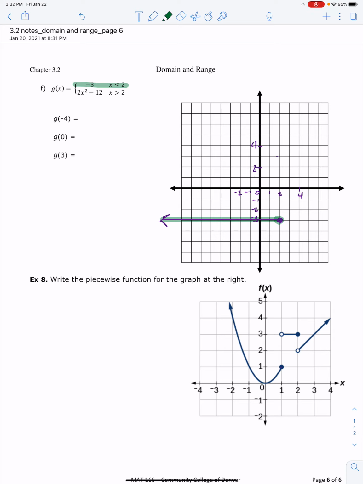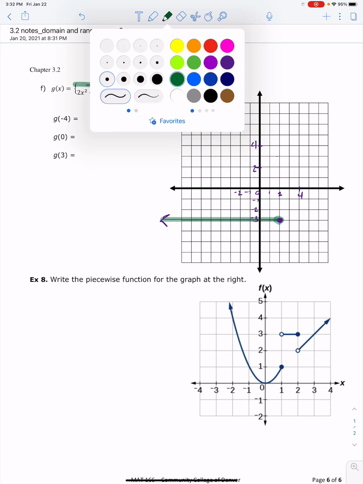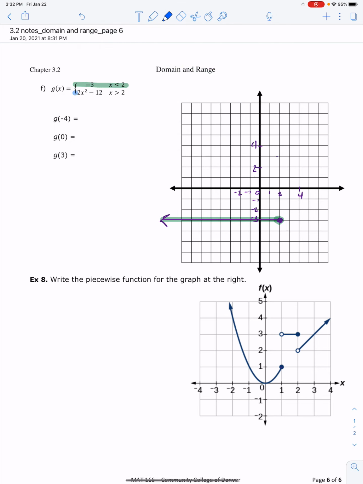For x greater than 2, we have the function 2x squared minus 12. I'm going to start by creating a table. It's late, I'm tired, I don't want to think that hard. So I got x, I got g of x, 2x squared minus 12. Again, the boundary is 2. I'm going to plug that in, even if it's an open circle there.